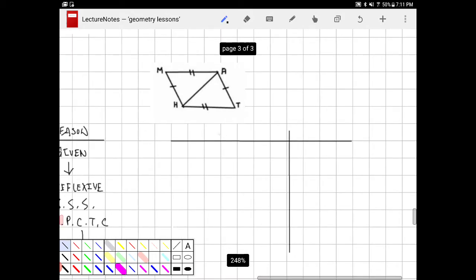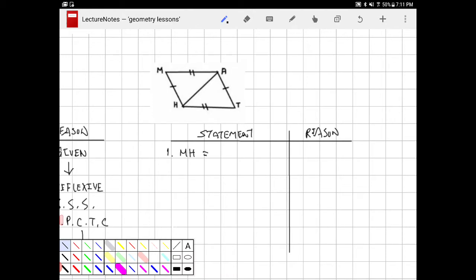All right, really similar. Pause the video, see if you can figure this out on your own. And welcome back. So the first thing I notice is MH is congruent to TA. I know that MA is congruent to TH, and these are all givens. Upon closer inspection, I notice it's a very similar situation to that second example we just looked at. AH is congruent to itself because this is reflexive.